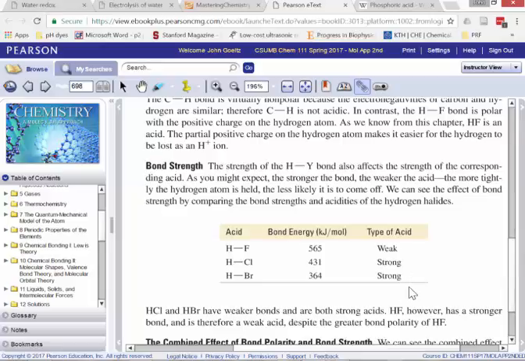But here's the thing. Which one's stronger? I'm asking about HCl and HBr. Which one of these is bonded more weakly? HBr is bonded more weakly. That means more likely to fall apart. So HBr is a stronger acid. That's what's actually behind acid strength, is how strong is the bond.